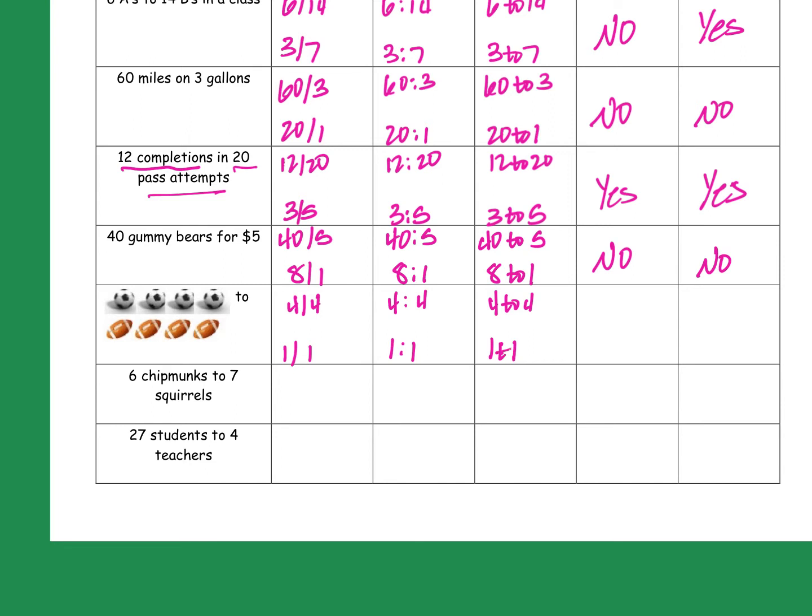Oops, I forgot that's supposed to be the 2. Oh, Lord have mercy. Let's try this one again. Okay, is it a fraction? Yes, because they're both balls. No, the first one is not a fraction because it's soccer balls to footballs. Are they the same thing? No. Can it be converted to a fraction? Yes, because they're both balls. Yes, good.